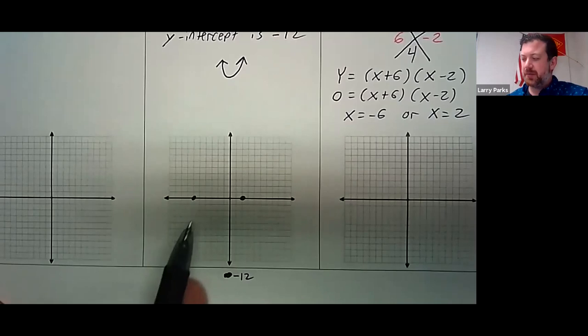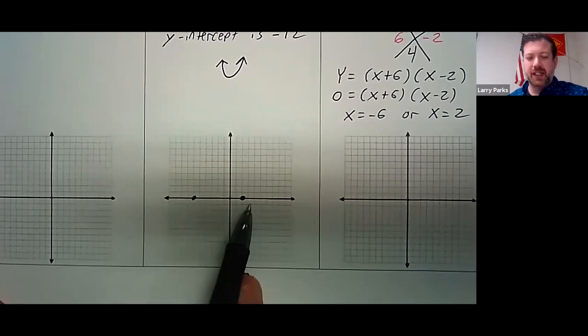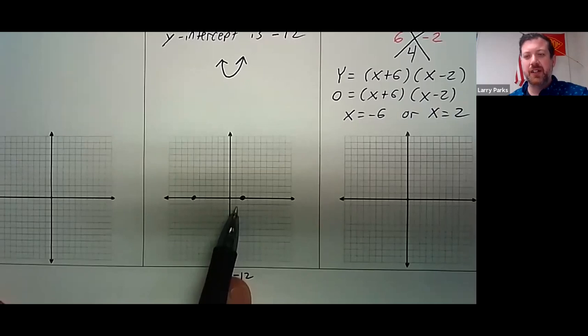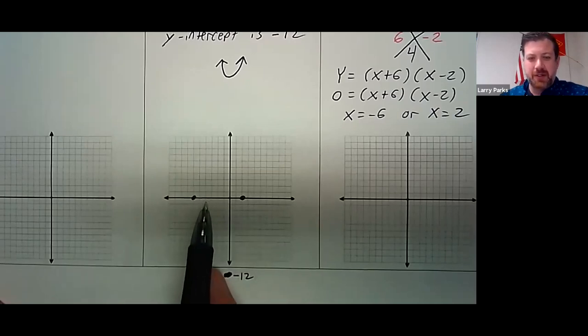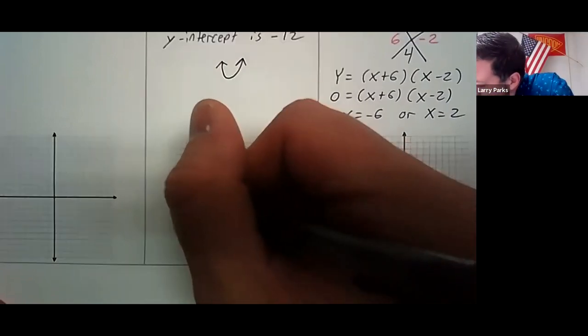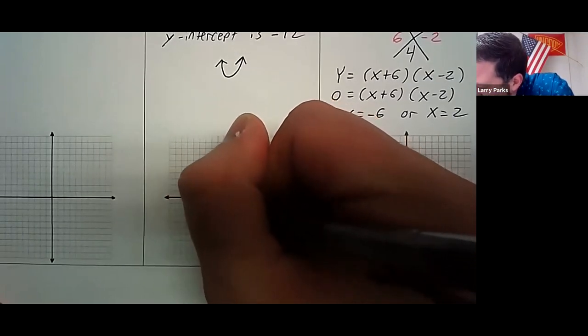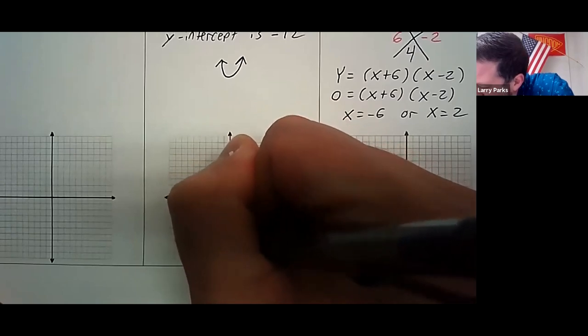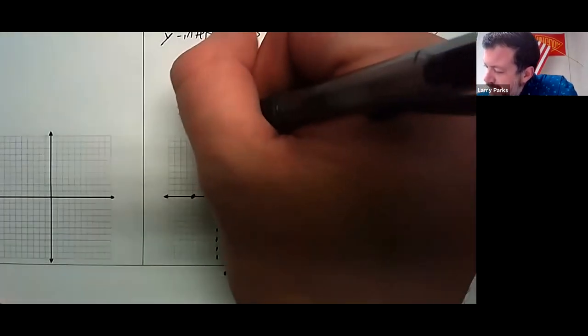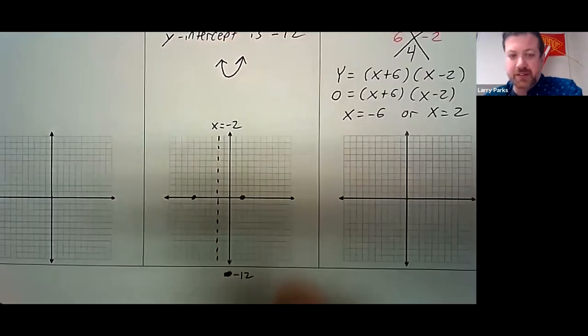So what that means is, because from here to here is 8 units, and the vertex has to be right in the middle, well, what's 8 units divided by 2? 8 units divided by 2 is 4. So I know the vertex, or at least the axis of symmetry, is at 4 over. 1, 2, 3, 4. So I know the axis of symmetry is right here, which is x equals negative 2.